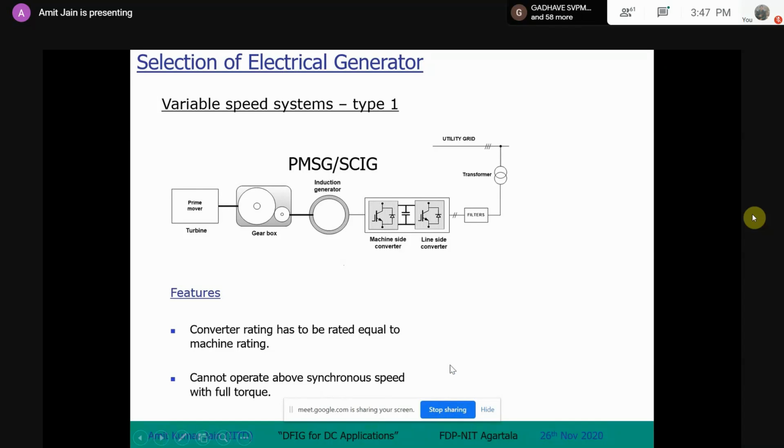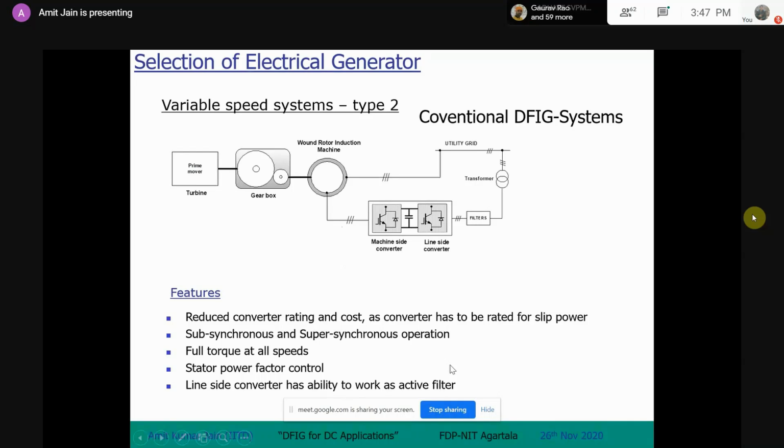But can we use this system? This system has DC only here, nowhere else. So how to connect this system to a DC microgrid? That is the research going on for the last few years, and we are also working on that.